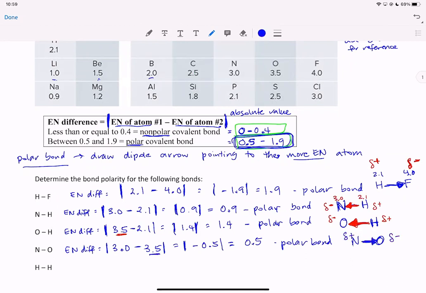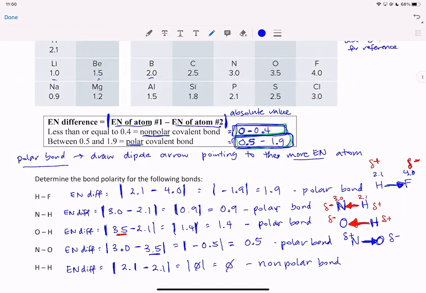Okay, and then let's take a look at hydrogen and hydrogen. So when you have the electronegativity difference and the atom is exactly the same, you're just having the same number, 2.1 minus 2.1, which will give you the absolute value of 0. Okay, and so what does 0 fall into? 0 falls into this range, 0 to 0.4, and that is the nonpolar bond.